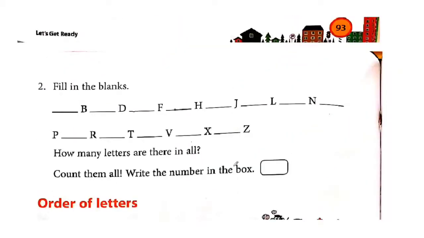Next question is fill in the blanks. Now you have to fill in the blanks with the alphabet starting from A to Z. So again, A, B, C, D, E, F, G, H, I, J, K, L, M, N, O, P, Q, R, S, T, U, V, W, X, Y and Z. So these are the letters from A to Z.